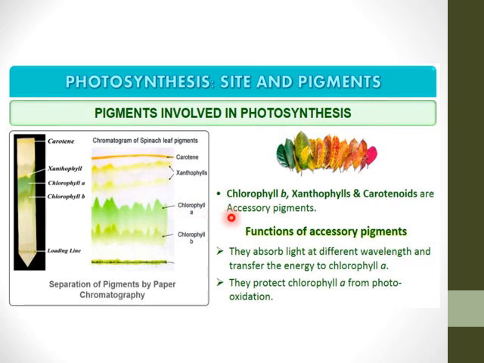So what is the function of these accessory pigments? They play a very important role. Their function is they absorb light at different wavelengths and transfer the energy to chlorophyll A. And they also protect chlorophyll A from photooxidation.